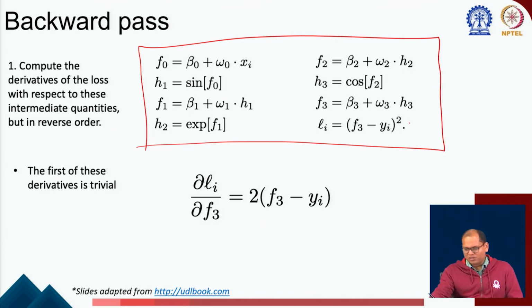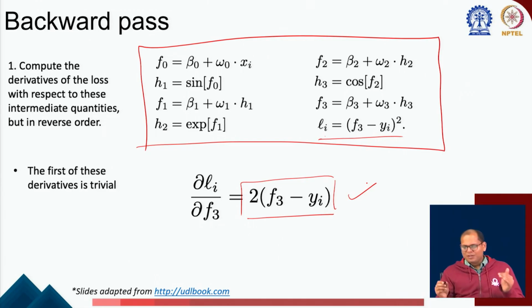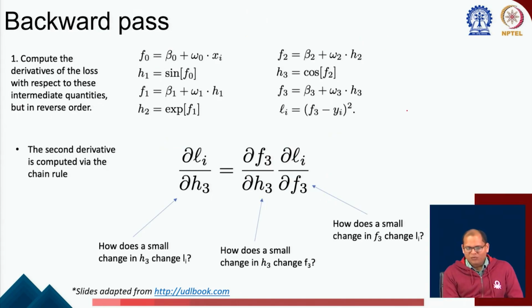So, that is why I am going backward. Now, this is very easy, derivative of Li with respect to F3 is nothing but 2 times F3 minus y, right. So, one part done. Then I have to go and say what is derivative of loss with respect to H3, right. Now, that is where the chain rule comes in handy.